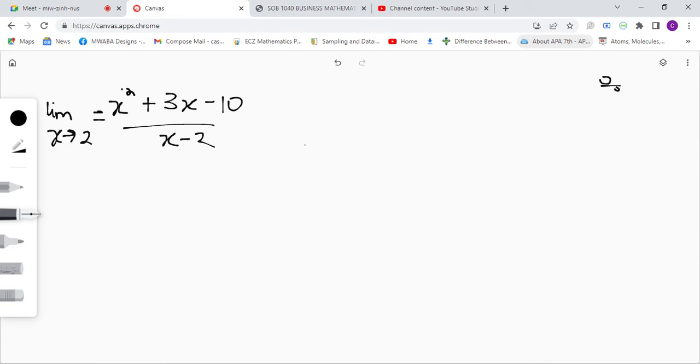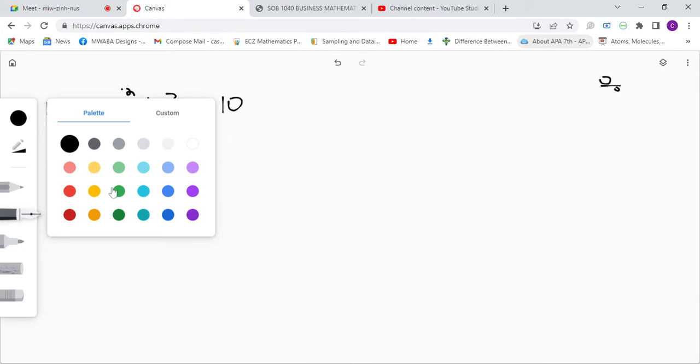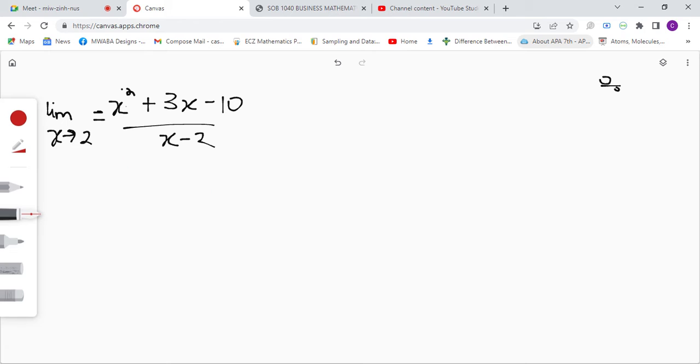So we have to factorize. We have a quadratic expression as our numerator. The standard form of a quadratic is ax squared plus bx plus c. A represents the coefficient of x squared, which in this case is 1. B represents the coefficient of x, which is 3. And C represents the constant, which is negative 10.